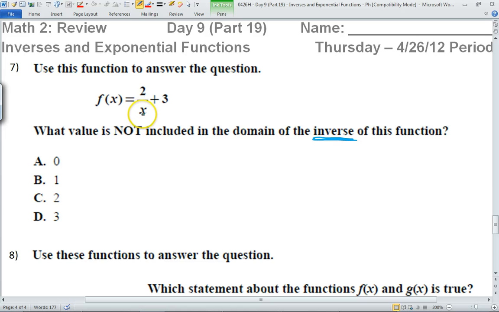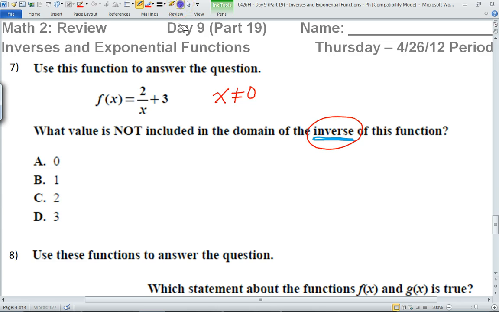What is x not allowed to be right now? Yeah, you probably guessed it. X is not allowed to be 0 in the original function. So if this were a question about the original function, the answer would be A. But this is not a question about the original function. It's a question about the inverse. So we need to find the inverse of this function and then ask ourselves what the domain restrictions are.